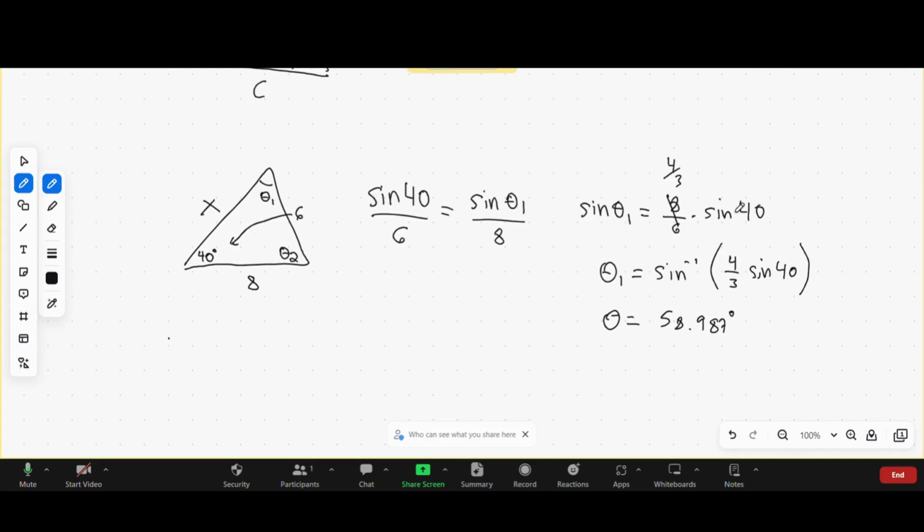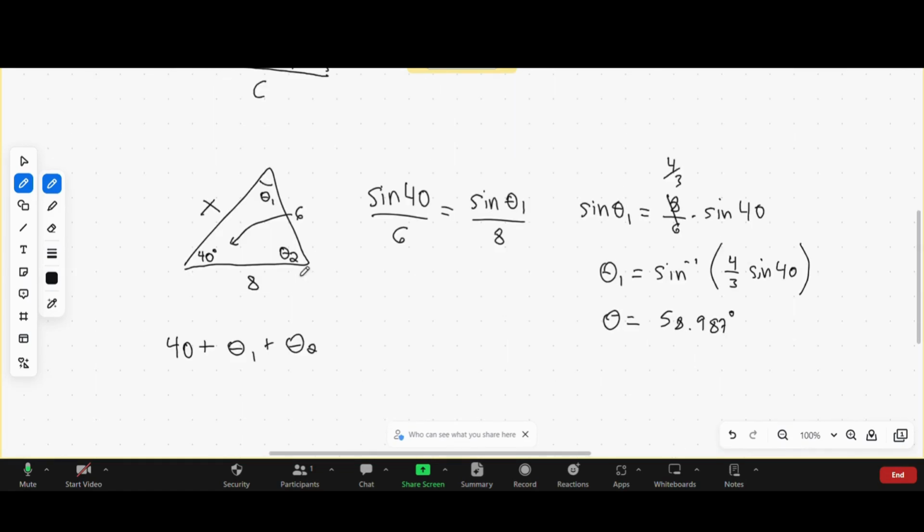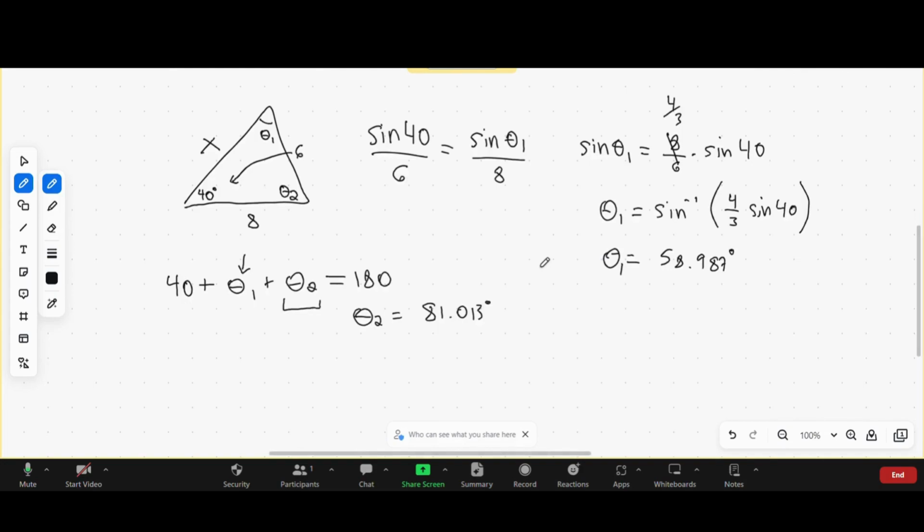What does that mean? It means 40 here, plus theta 1, plus theta 2, or in terms of an arbitrary triangle, as we mentioned up here at the top, C plus alpha plus beta. That is always going to equal 180 degrees. So if we just plug in what we found for theta 1 right here, 40 plus theta 1 plus some other angle theta 2 equals 180, we can solve for that pretty simply and get that theta 2 is equal to 81.013 degrees.